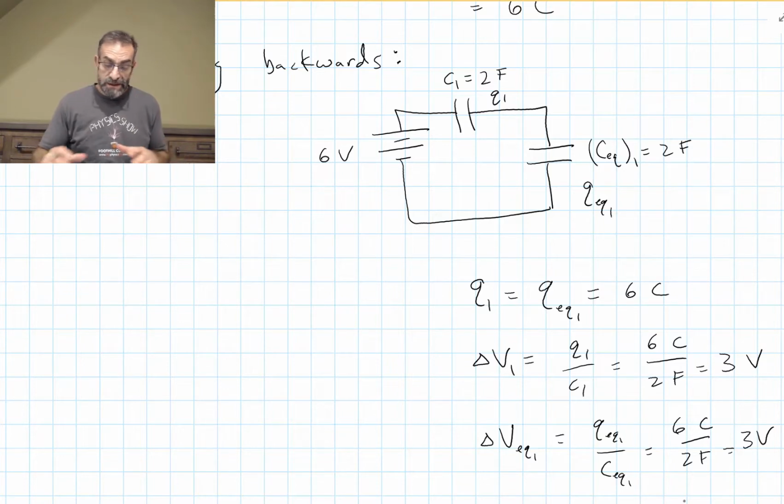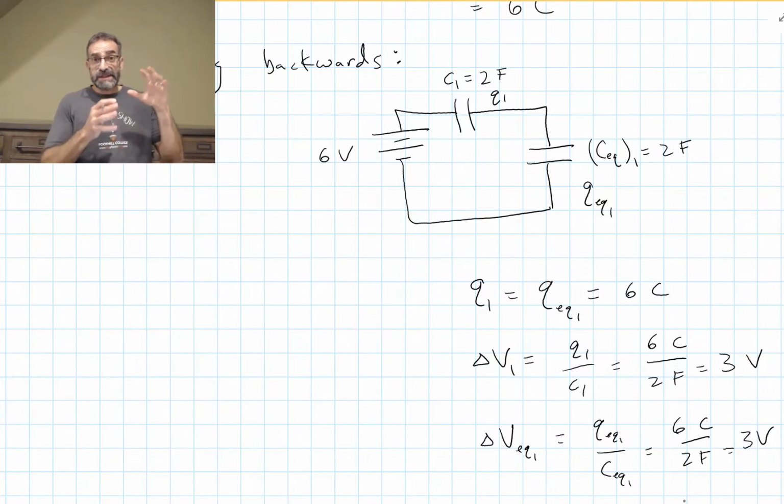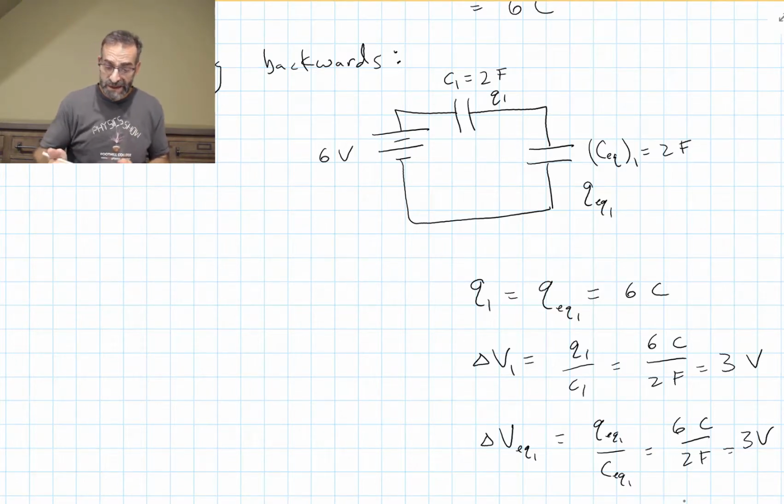In this case, the voltage split equally because the capacitance was the same on each of these capacitors. We applied 6 volts to the 2 capacitors. Because each has the same capacitance, it split equally, 3 volts across the first and 3 volts across the second. If the capacitances were different, then the voltage would split differently. But this is how we would find it if that was the case. In this case, we found that they were equal.